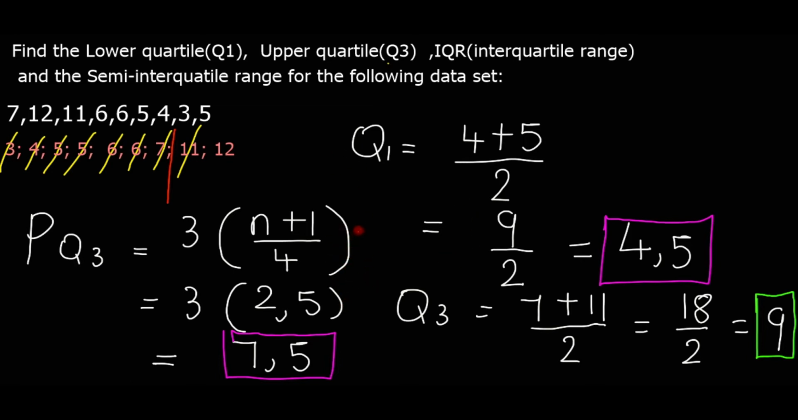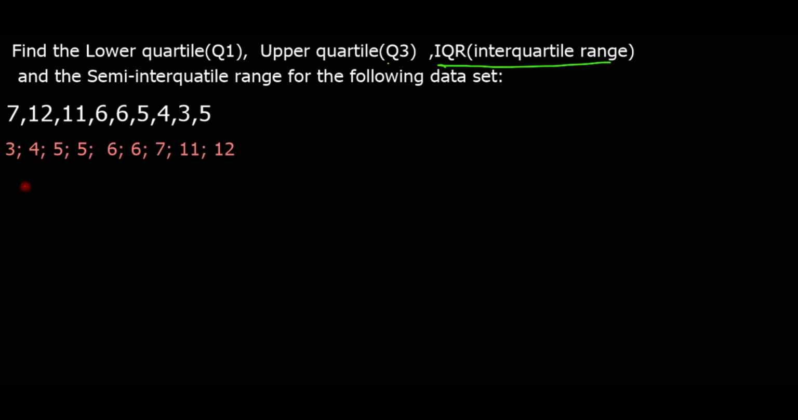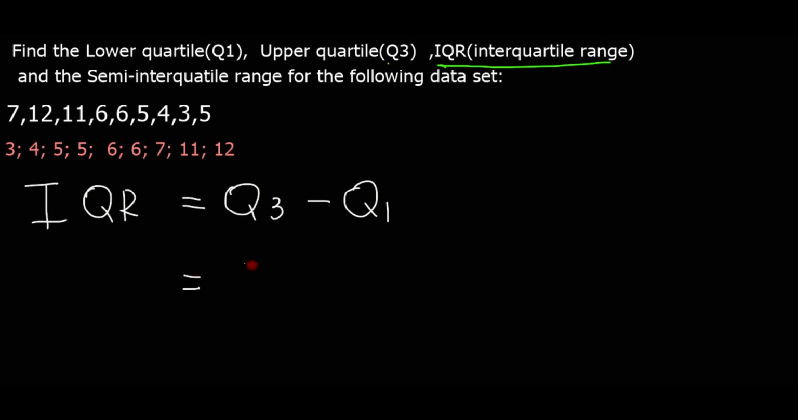Anyway, let's find the interquartile range. The interquartile range is the difference between Q3 and Q1. So finding the interquartile range is Q3 minus Q1. Our Q3 we found to be 9, and our Q1 we found to be 4.5. So 9 minus 4.5 is 4.5. So this is our interquartile range.